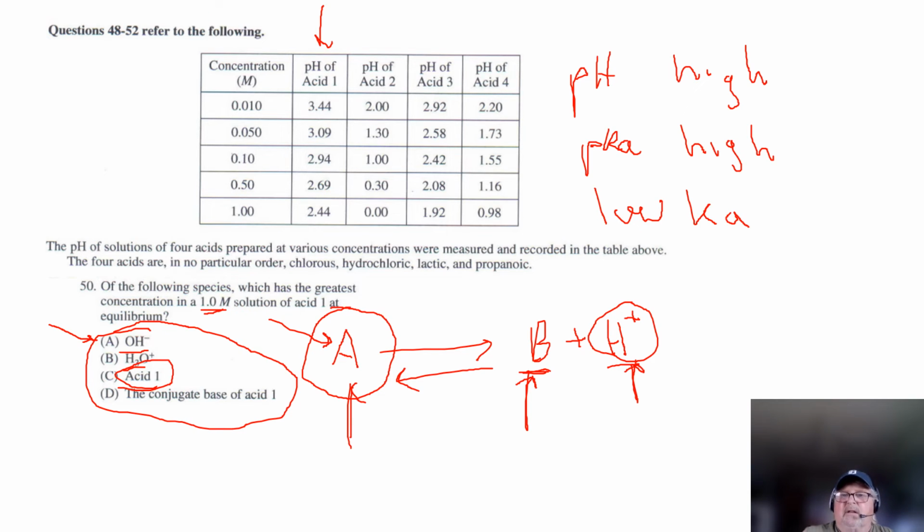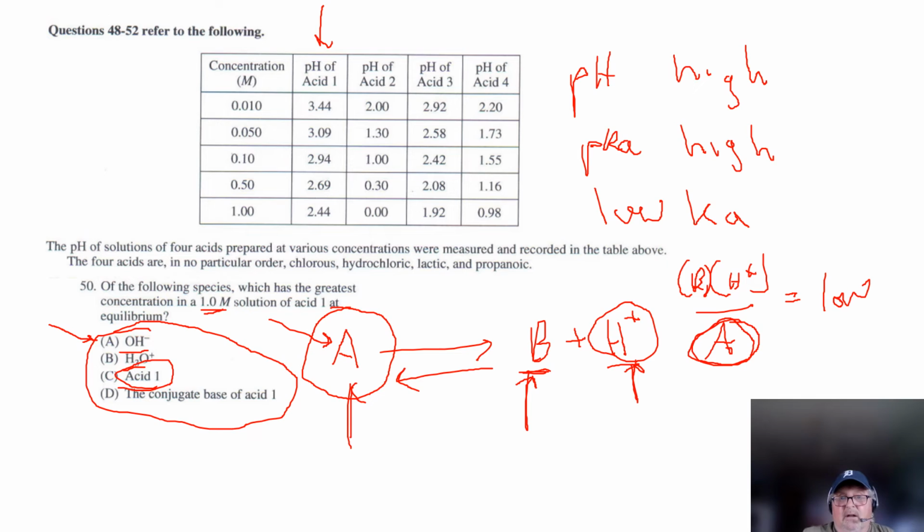Okay, that means not much. So Ka is the relationship of our product over our reactant. So Ka is B times the H plus, all over A, our acid. And this number has to be really low. The way this number can be really low is if this is high. So that's how I determined it, all right?